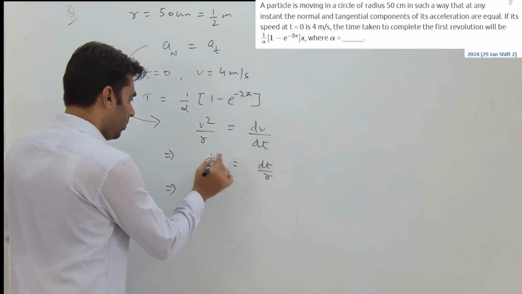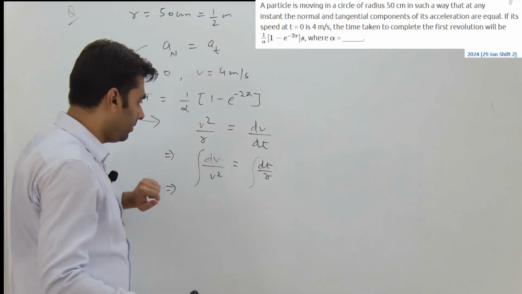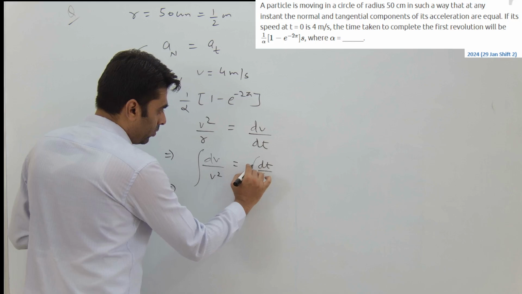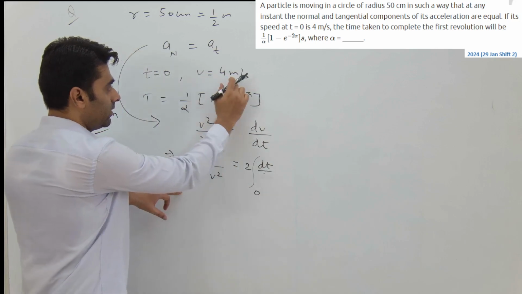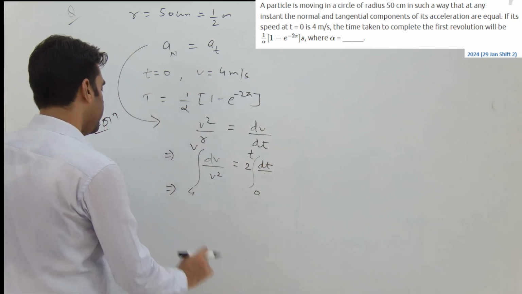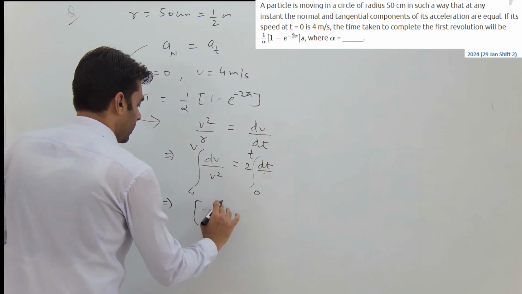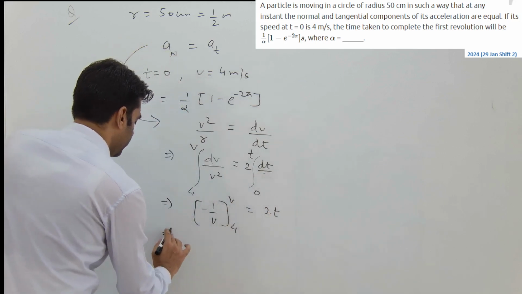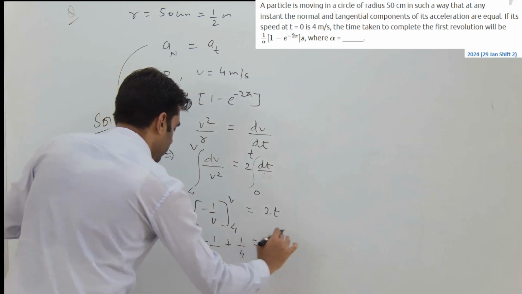Now if we integrate this, please remember that v here is speed, not velocity. Since r is 1 by 2, we get 2 here, which I'll take outside of the integration. At t equals 0, the velocity is given as 4. At any time t, let's say the velocity is v. If we integrate, the integral of dv by v square gives minus 1 by v, with limits 4 to v, equal to 2t.